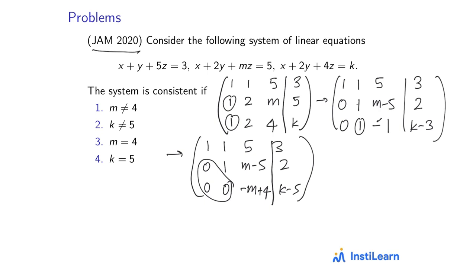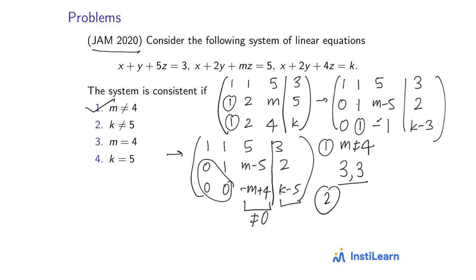So let's consider option 1, which is m not equal to 4. So now when m is not equal to 4, this is not 0, okay, and so rank of A is 3, and since this is not 0, no matter what k is, the rank of the augmented matrix is also 3, and so since they are the same, the system is consistent. So option 1 is correct.